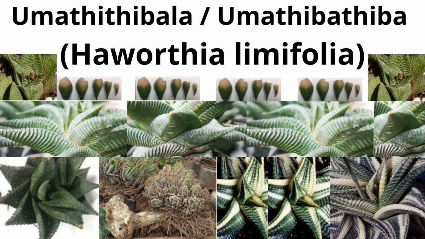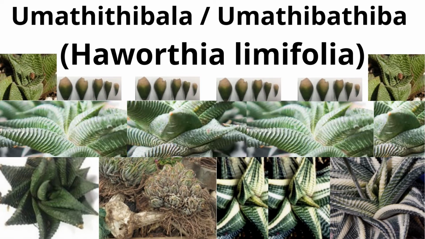Umathithibala or Umathibathiba is scientifically known as Haworthia limifolia. The genus Haworthia is native to Namibia and South Africa. The genus is mostly found in the Southern Cape. However, the species Haworthia limifolia grows in KZN, Mpumalanga, Swaziland, and Mozambique.